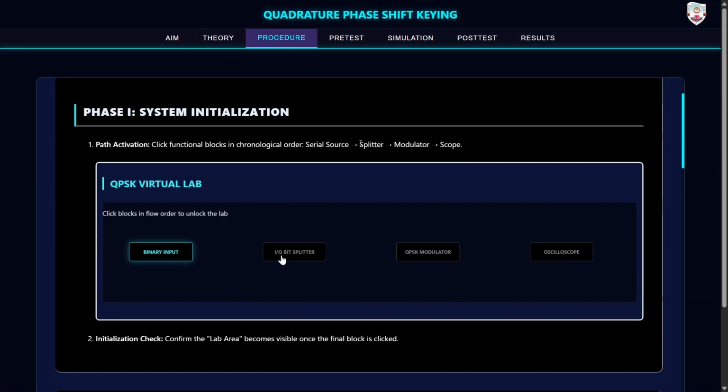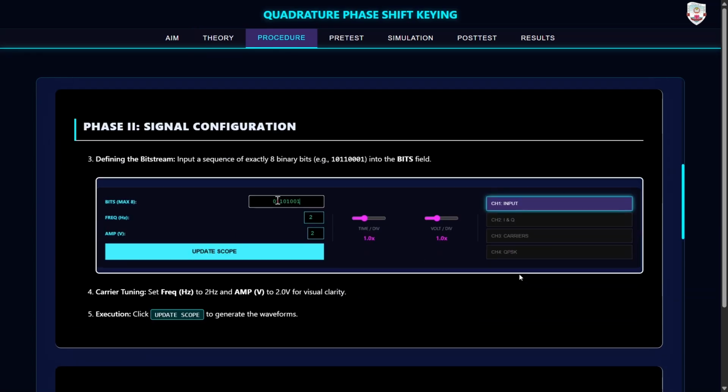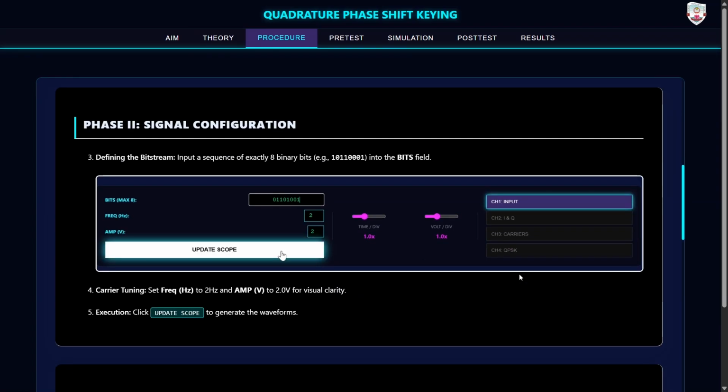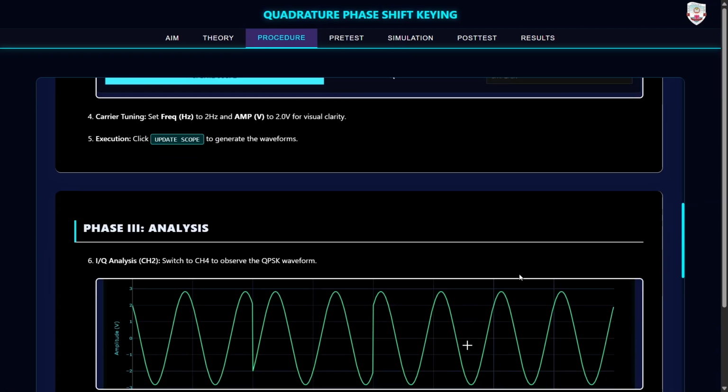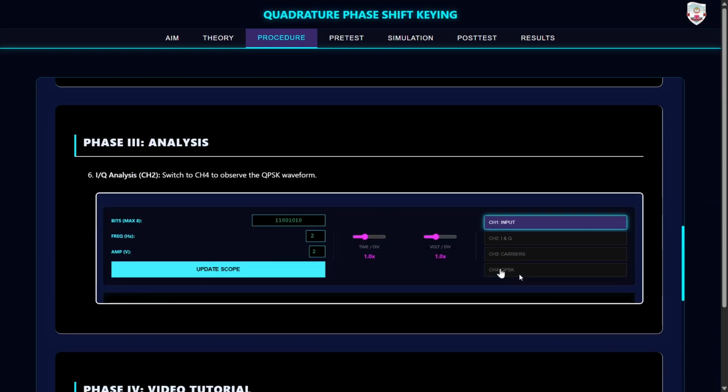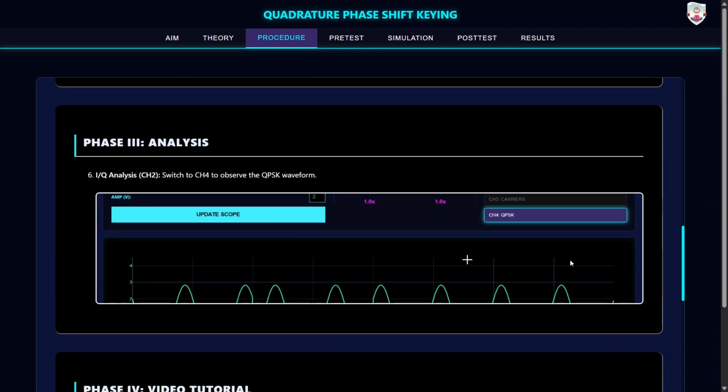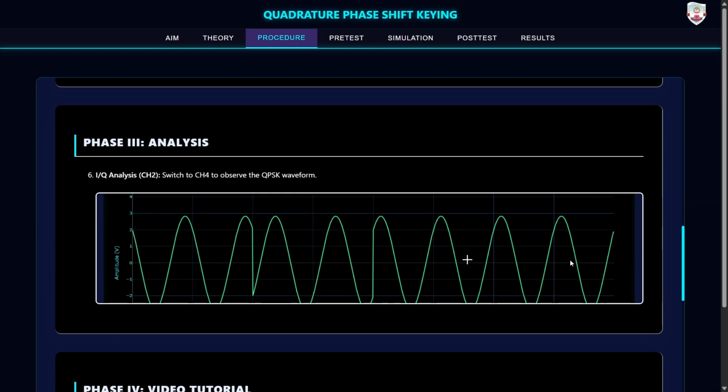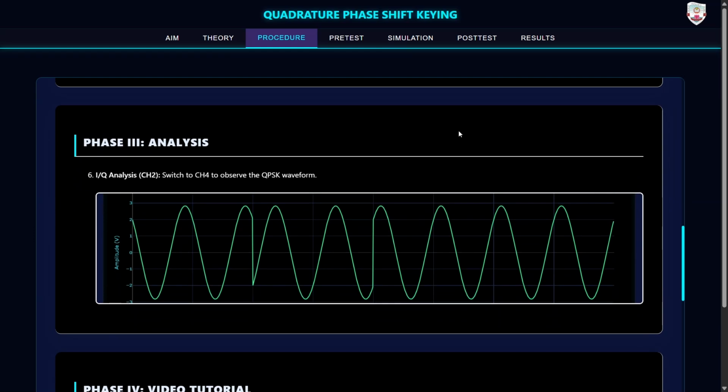The procedure begins by activating the transmitter blocks in sequence. Then we enter an 8-bit binary sequence as the input signal. Next, we set the carrier frequency and signal amplitude. After configuring these parameters, the system generates the QPSK waveform.